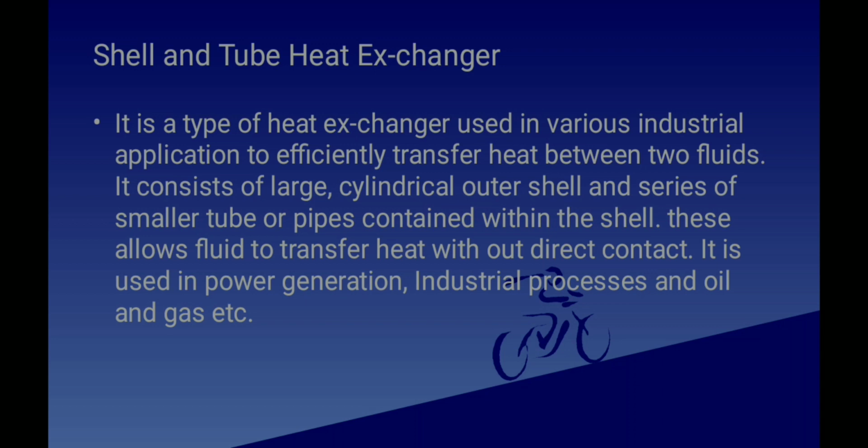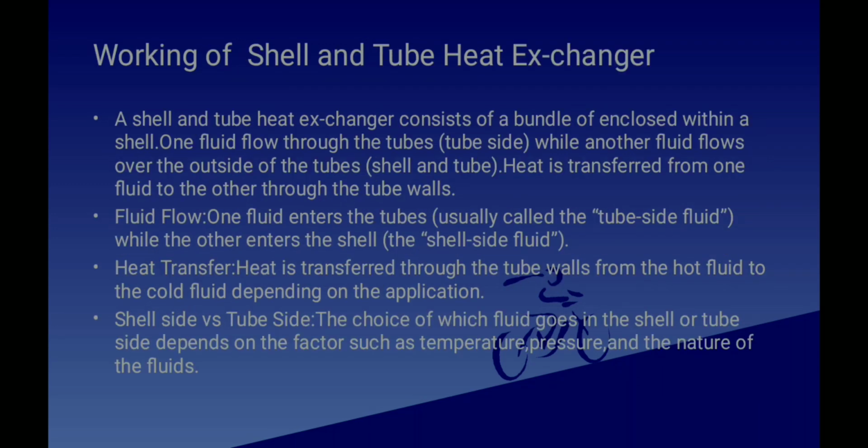Basically, a shell and tube heat exchanger is a type of heat exchanger used in various industry applications, which has a large cylindrical shell and a series of pipes connected in the shell that help to transfer heat from one fluid to another without direct contact between them. And let us see the working of a shell and tube heat exchanger.